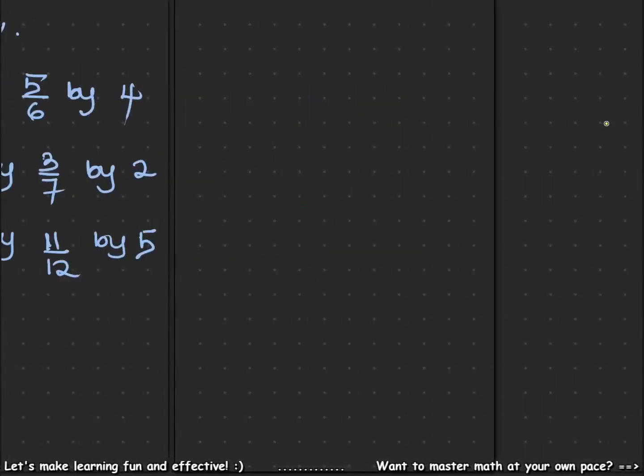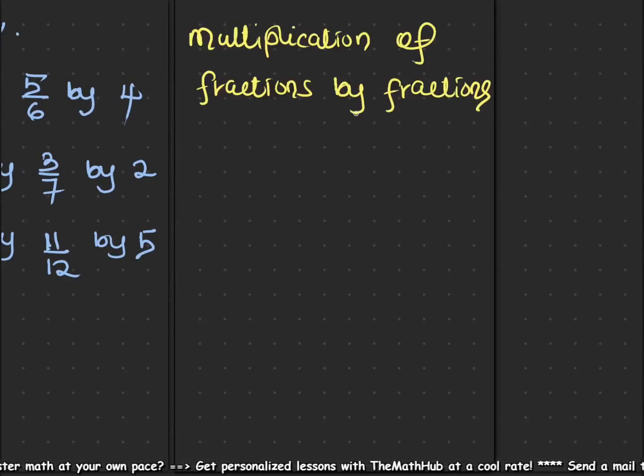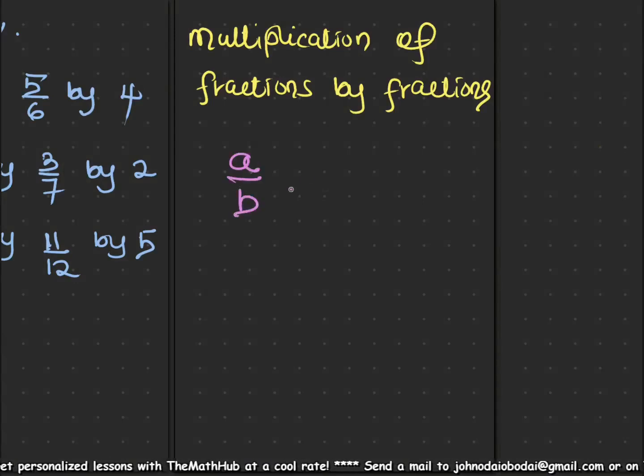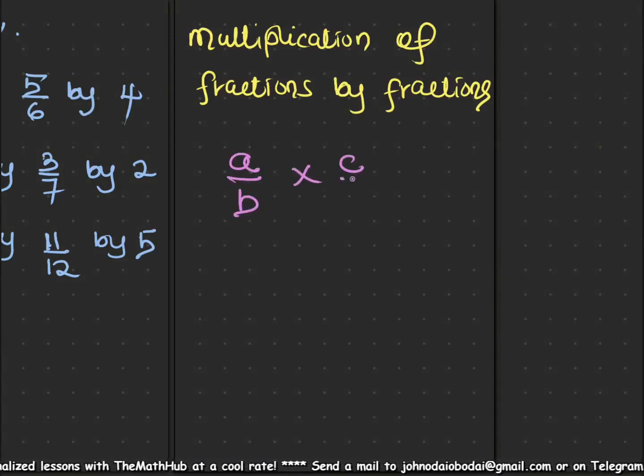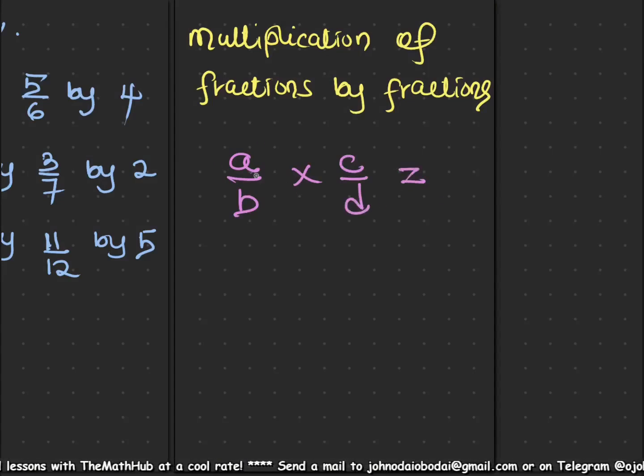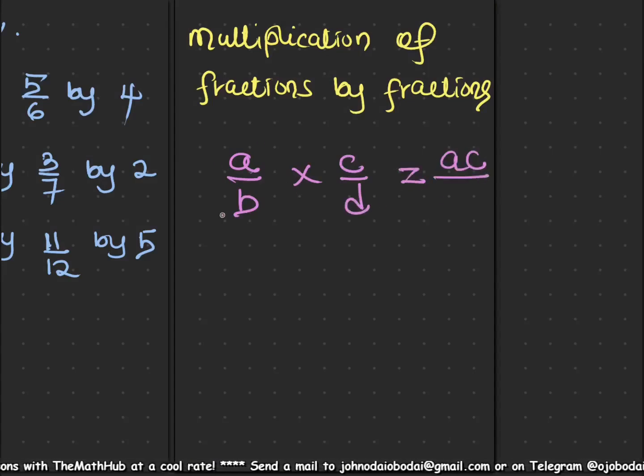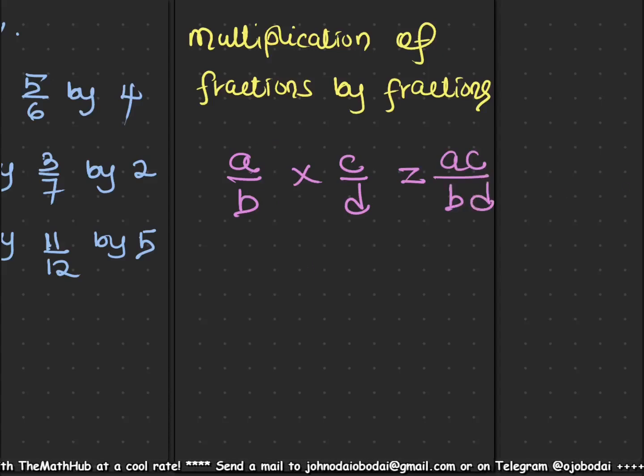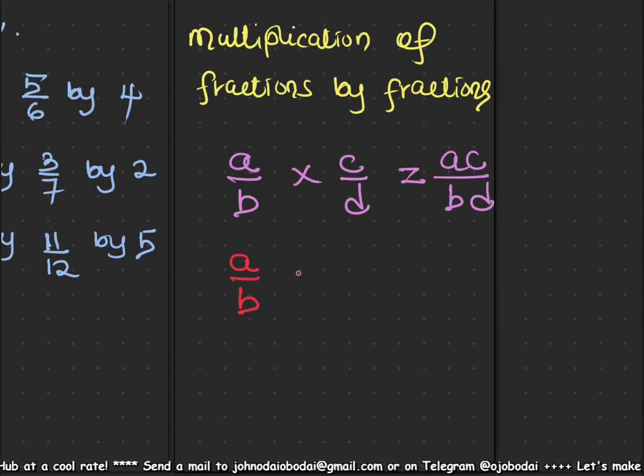That is multiplying fractions by fractions. To multiply fractions by fractions, you can straightforwardly multiply your numerator by the numerator and then the denominator by the denominator. What do I mean by this? Let's say we have two fractions, a over b times c over d. We can straightforwardly multiply a by c all over b times d.